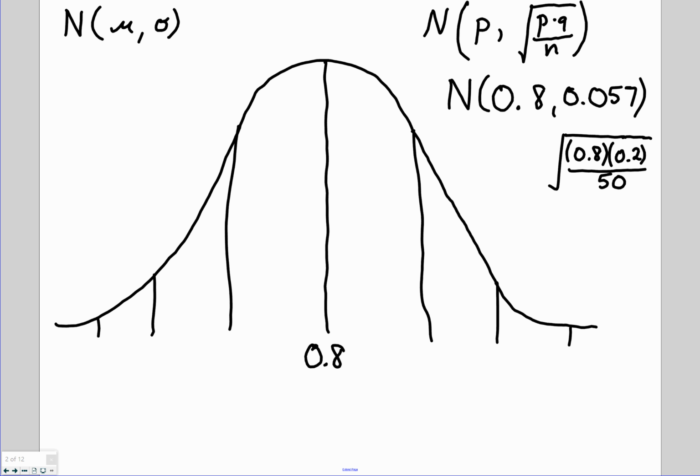So right now, take your calculator and do 0.8 plus 0.057 and do it a couple of times. And then do it the other way as well, subtracting. All right, now I'm going to go the other way.